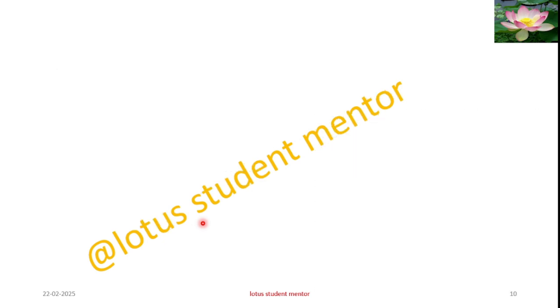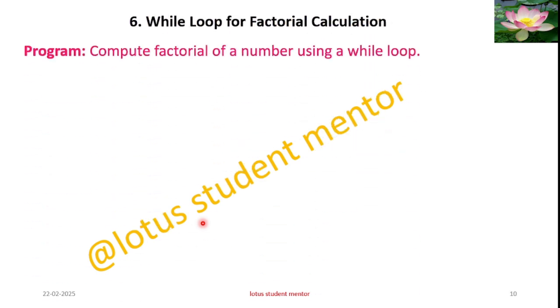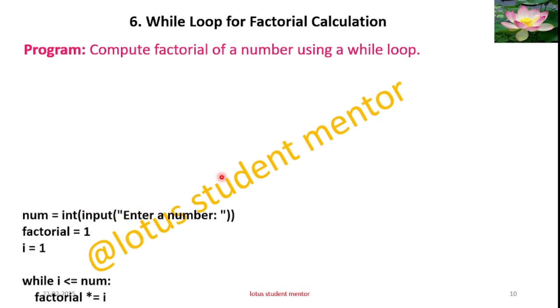The next case is factorial calculation. What is the factorial calculation? If you want 2 factorial, that means 2 into 1. If you want 3 factorial, that is 3 into 2 into 1, that is the multiplication. Now let us begin.